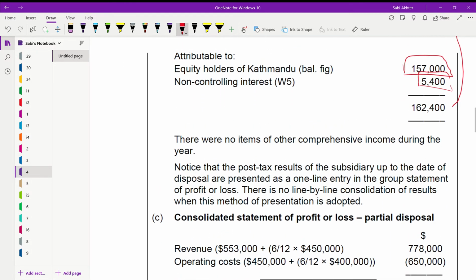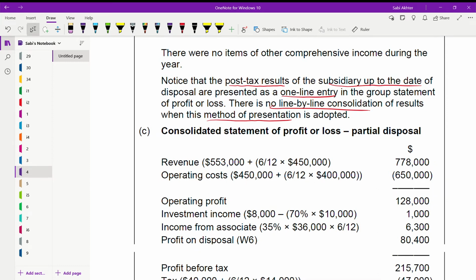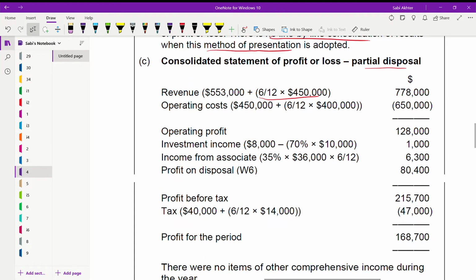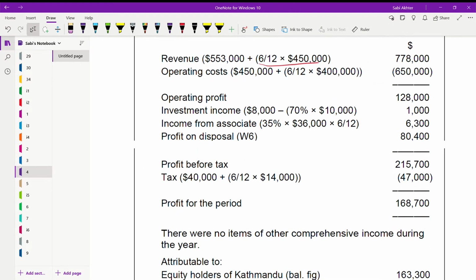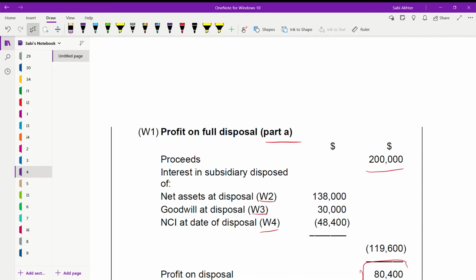Now, notice that the post-tax results of the subsidiary up to date of the disposal are presented as a one-line entry. Okay, there is no line-by-line consolidation when you have adopted this method of presentation. That means when IFRS 5 is there, you cannot adopt line-by-line consolidation. You cannot do. And coming to part C, partial disposal. So you only have to take for 6 months everything, right? This we have done.